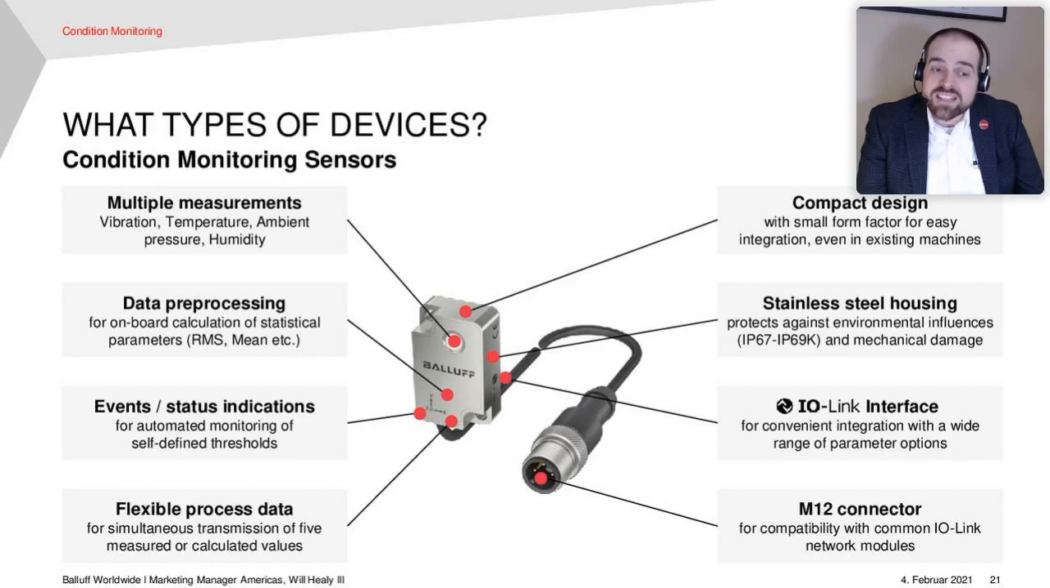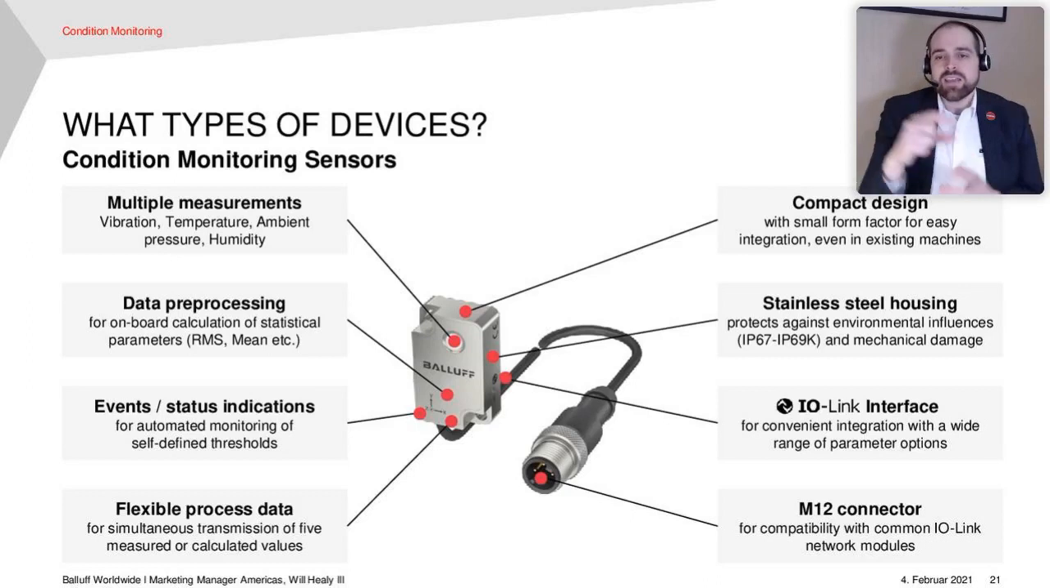Then we have events and status indications. So like I talked about, monitoring those self-described thresholds. And then you can get process data of different types. So if vibration's most important to you, one axis or three axes, or the temperature is most important, or some calculation based upon vibrations. You can take all of that and decide what data you want to come out of the sensor.